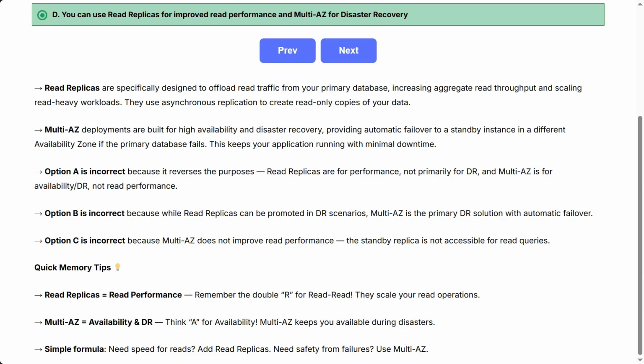Quick memory tips. Read replicas, read performance. Remember the double R for read-read. They scale your read operations. Multi-AZ equals availability and DR. Think A for availability. Multi-AZ keeps you available during disasters. Simple formula: need speed for reads? Add read replicas. Need safety from failures?